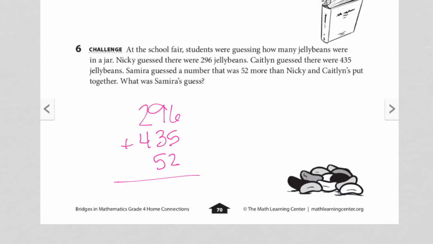When we do the standard algorithm, 6 plus 5 is 11, plus 2 more is 13. 1 plus 9 is 10, plus 3 is 13, plus 5 is 18. And then 100 plus 200 plus 400 equals 700. So Samaria's guess was 783 jelly beans. One thing coming up is we will be talking about different ways to add together. This is just one method, and you'll see coming up that there are some other ways we can do it as well.